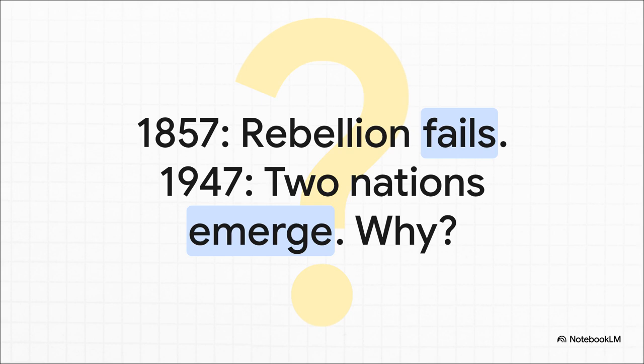Think about it. In 1857, you've got this united front against the British. By 1947, that unity is just gone, shattered so completely that the only solution seems to be to split the country in two. So, what on earth happened in that gap? That's the core question we're exploring today.